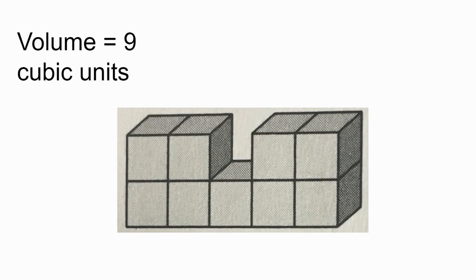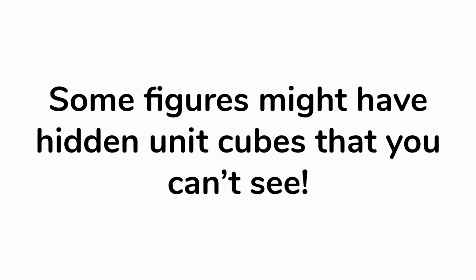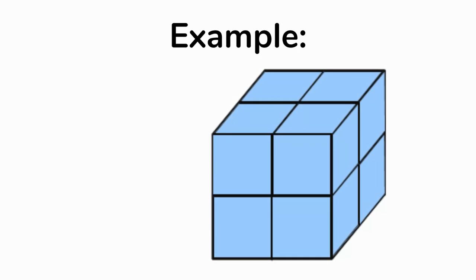So hopefully you're feeling pretty good so far with this. I know I threw a bunch of new information at you with area and volume and unit cubes and whatnot, but this is not too bad. So now we're gonna take it up a notch, and some figures might have hidden unit cubes that you can't see. All of the practice ones that we just did, it was very easy to see all of the cubes and count them, but you might see things that look like this.